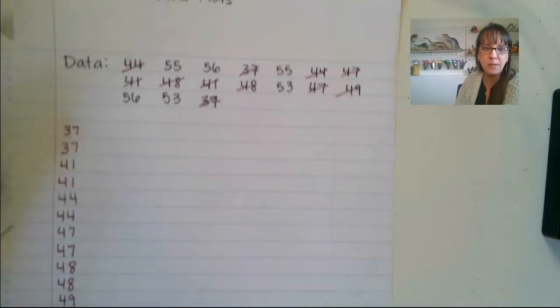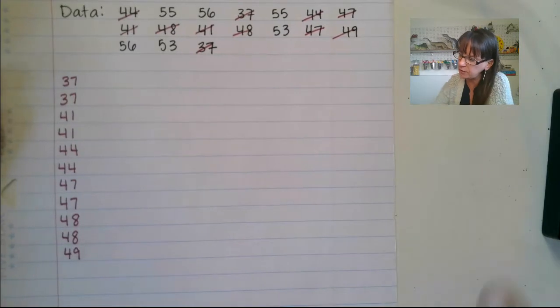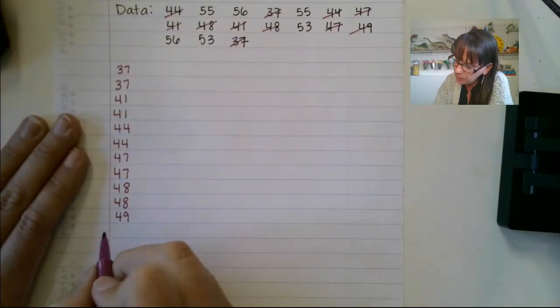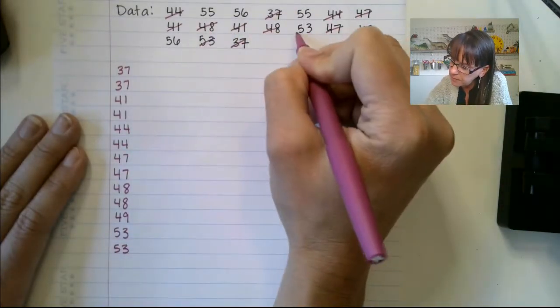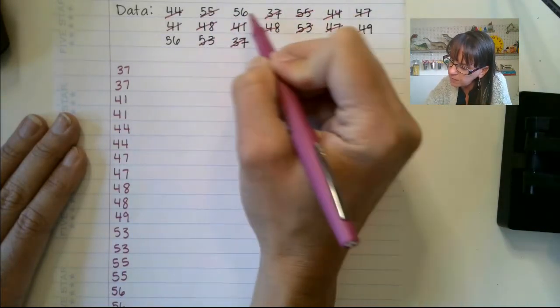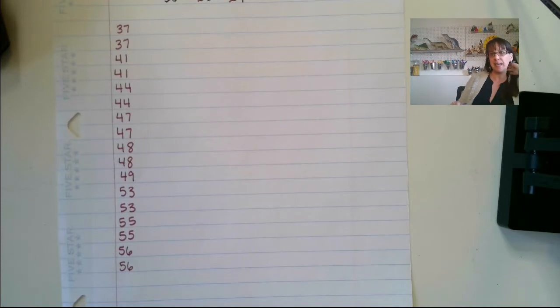All right, guys, I jumped a little bit ahead so you could see. I'm going to continue putting the rest of these on here. I'm going to back this up just a little bit. We're going to have 53, 53. Cross those guys off. And then we've got 55, 55, and 56, 56. Make sure I got all those. Okay, so now we have all of our data here on the left-hand side.